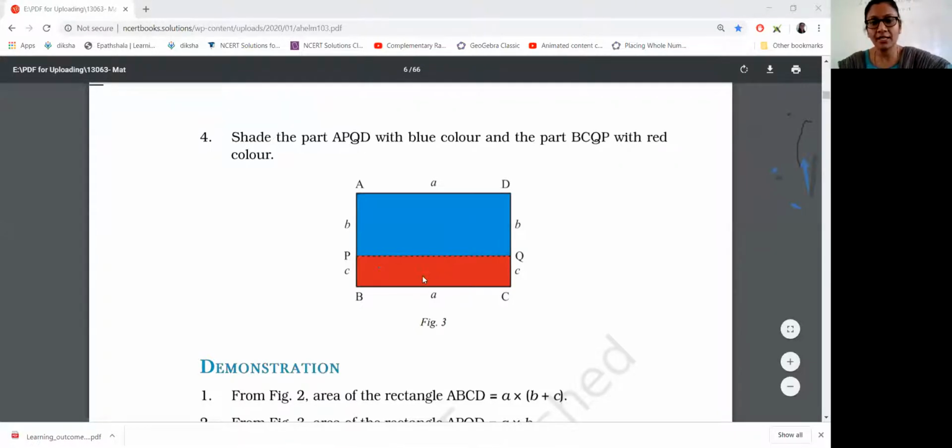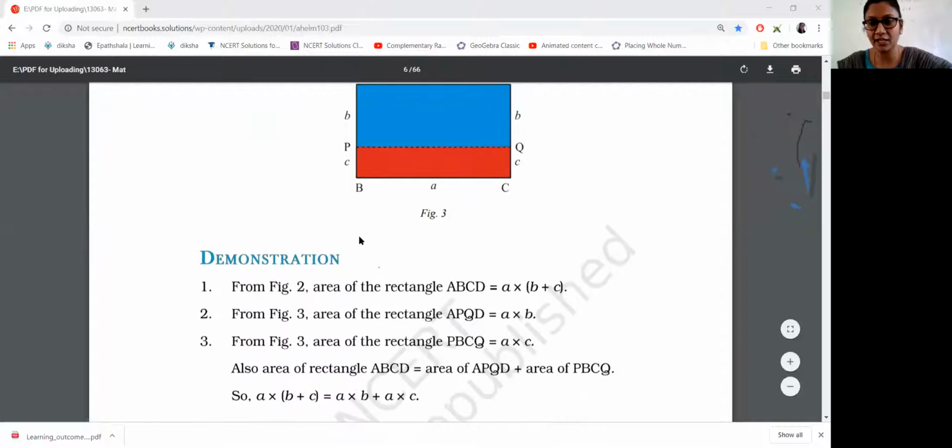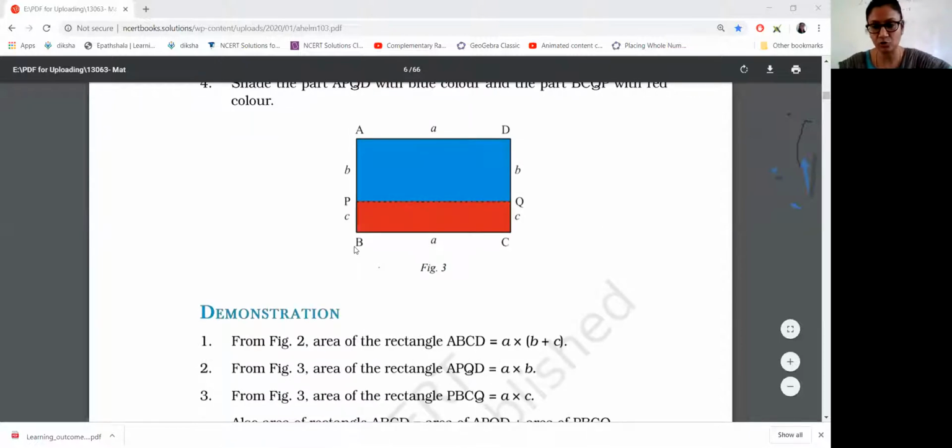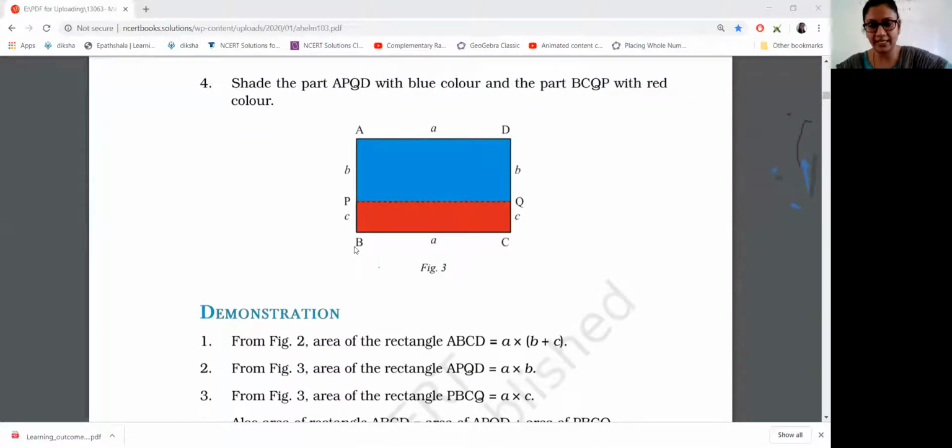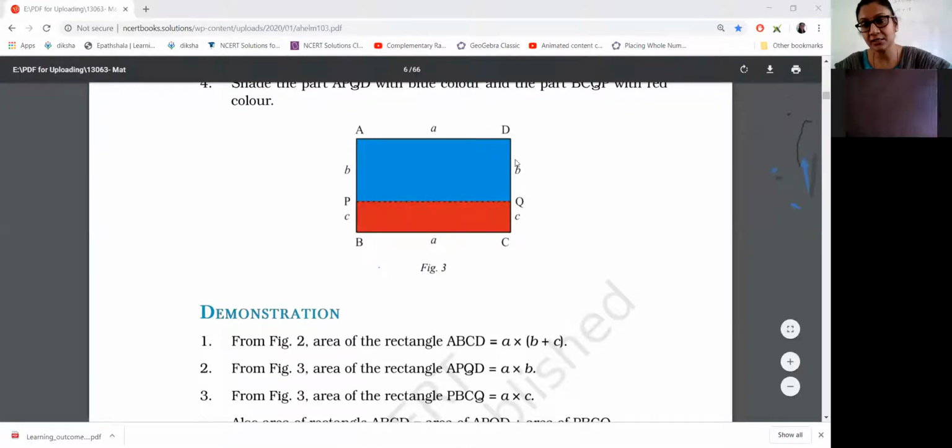So what is the area of a rectangle? We know it from our primary classes also. When you need to find the area of a rectangle, what should you do? You have to multiply the length with the breadth. So when I'm looking at the bigger rectangle ABCD, the length is A and the breadth is B plus C. So area of the rectangle ABCD will be A multiplied, that is with L, into the B. The B or the width is B plus C.